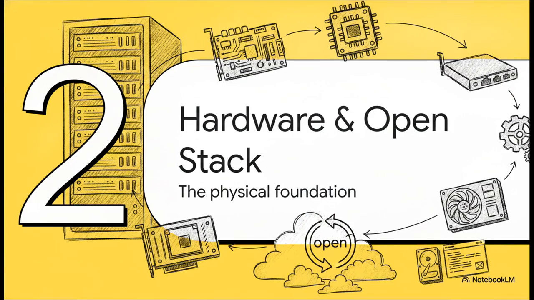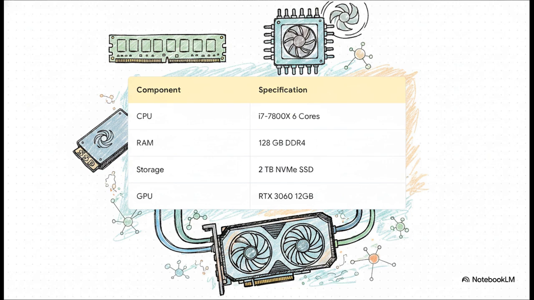Section 2. Hardware and open source stack. Let's talk metal. Our host hardware features an Intel Core i7-7800X processor that gives us 6 physical cores alongside a really solid 128 gigs of RAM and a fast 2TB NVMe SSD. But the real star of the show? That's the NVIDIA RTX 3060 with 12 gigabytes of VRAM.